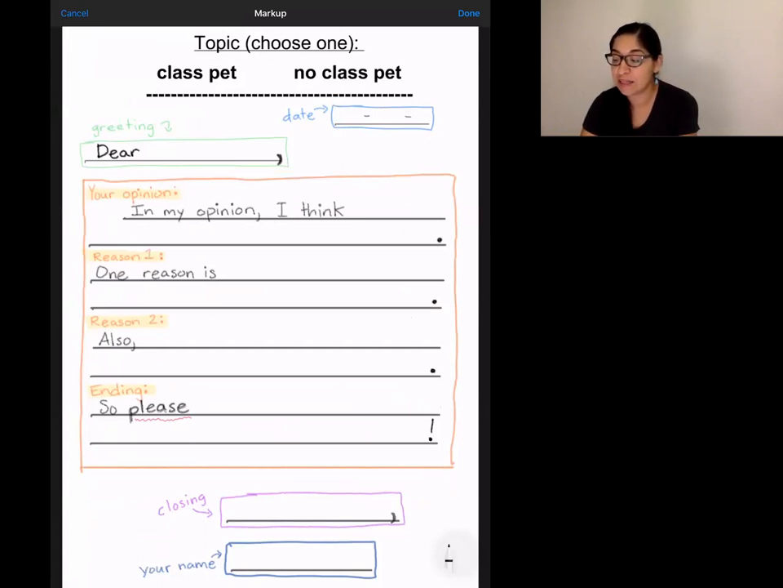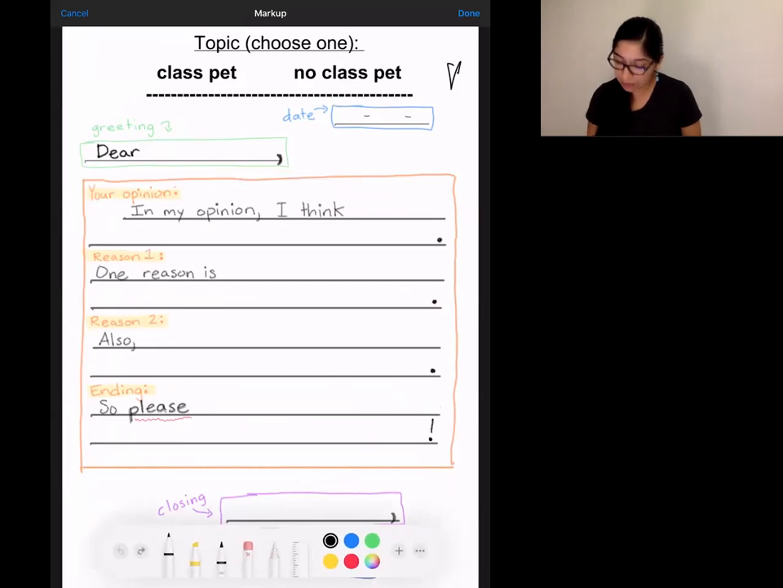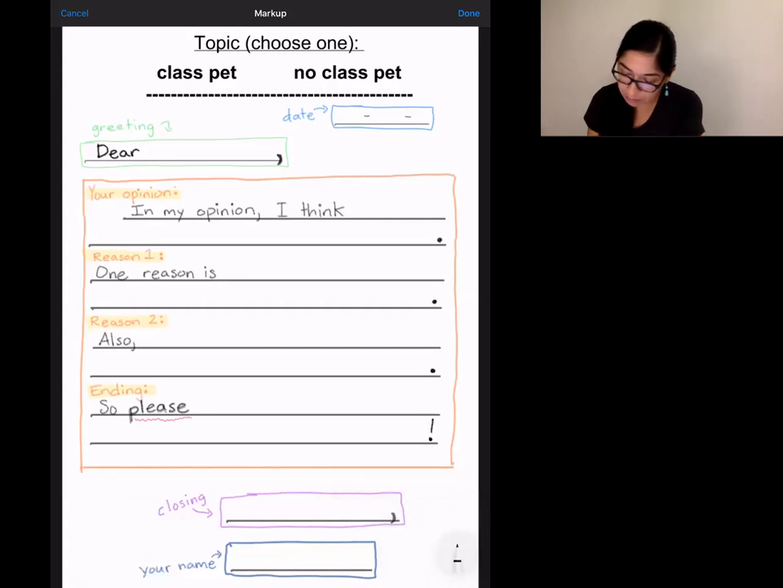Let's see. What am I going to choose? Well, I know that I really do love pets, but it's a little bit different when you have them in the class with you. So I know what I'm going to pick. Okay, I'm going to pick no class pet.